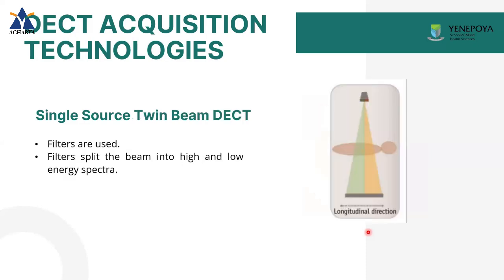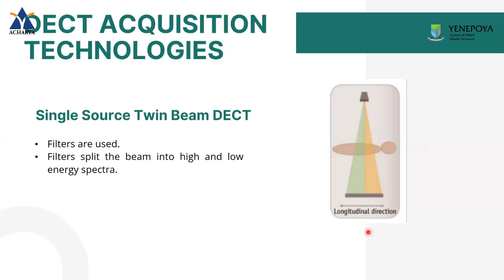Then we have single source twin beam dual energy CT. So here what happens? Here the X-ray tube is single. But in the X-ray tube, you know something called filters, right? So you use filters in X-rays, in radiography as well as CT. So what happens is you will use filters of two materials. These filters of two materials will be kept soon after the X-ray tube, so before the radiation reaches the patient, it will be connected to the X-ray tube.